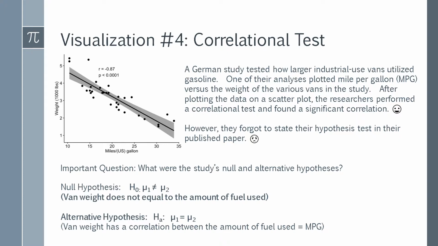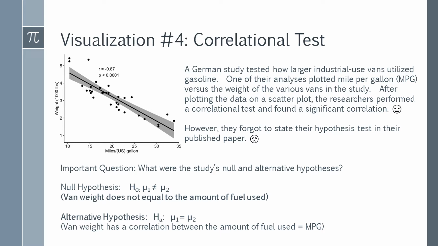can be written as the van weight has no relationship with the amount of fuel used. The alternative is the van weight has a correlation with the amount of fuel used. As I look at the visualization, it appears that there's no relationship between the weight and the usage under the null, whereas under the alternative, there is a correlation between the weight and the usage.